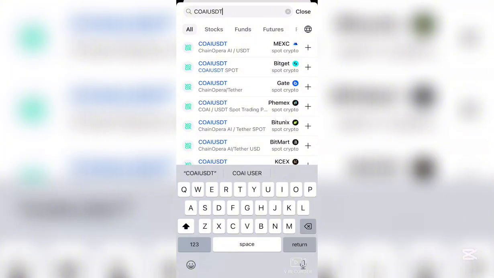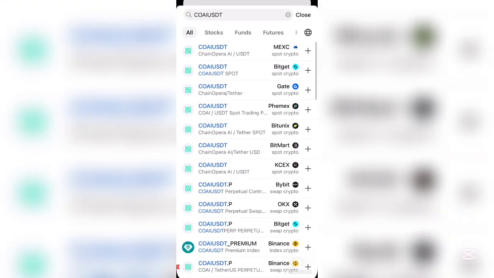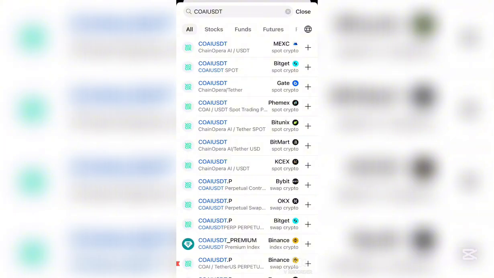So here you can see COAI/USDT, and here you can also see that there are a whole lot of them. Here you can see the very first one, COAI/USDT. Then you see MEXC, and then the second one is BitGet. The third one is Gate. The fourth one is Phemex.